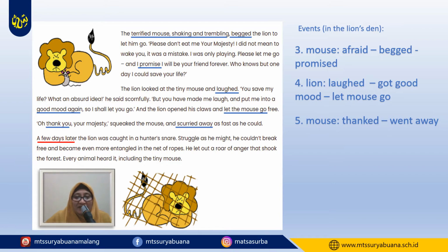From here, let's look at the detail. A few days later, caught in a hunter's snare. So the lion here was in a hunter's snare. Then he struggled, but he couldn't. He was entangled in the net of the ropes. And then he roared in anger. Okay, so his roar was heard by all the animals, including the mouse, the tiny mouse.